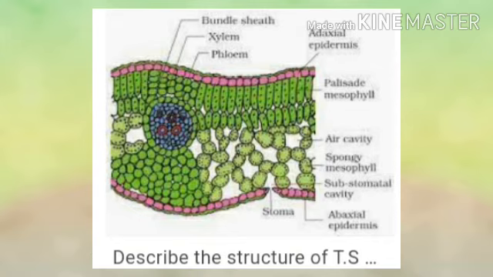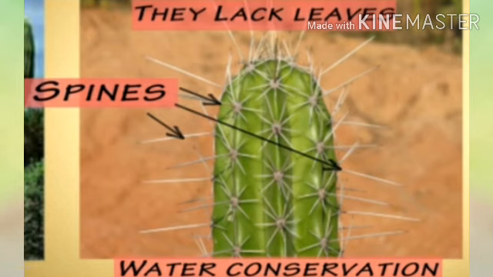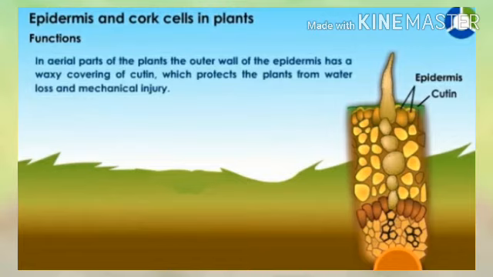Since it has to play a protective role, it forms a continuous layer without intercellular spaces. Most cells of the epidermis are relatively flat. Their outer and lateral walls are often thicker than the inner walls. Epidermal cells lack chloroplast, so they cannot perform photosynthesis. In some plants that live in very dry environments, that is deserts, the epidermis is thick and often secretes on its outer surface a waxy, water-resistant cutin.